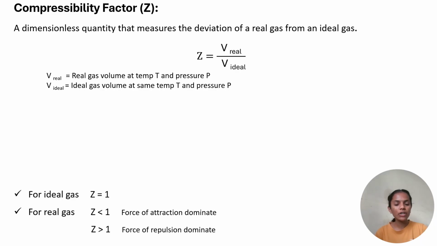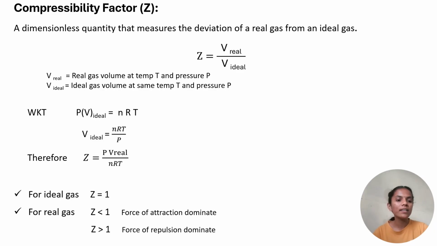As we know, the equation for ideal gas is PV equal to nRT. From this, we get volume of ideal gas equal to nRT divided by P. By substituting the volume of ideal gas in the compressibility factor formula, we get Z equal to P times volume of real gas divided by nRT.